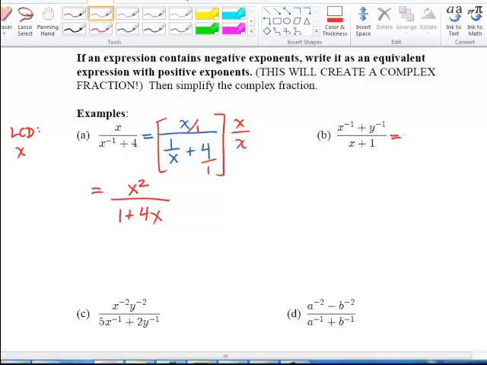The next one, start the same way. We want to put 1 over x where we have x to the negative 1, and 1 over y where we have y to the negative 1. And then keep the denominator just like it is. If we want to write over 1, we can, just to remember that there's technically a fraction there. The LCD this time would just be x times y.